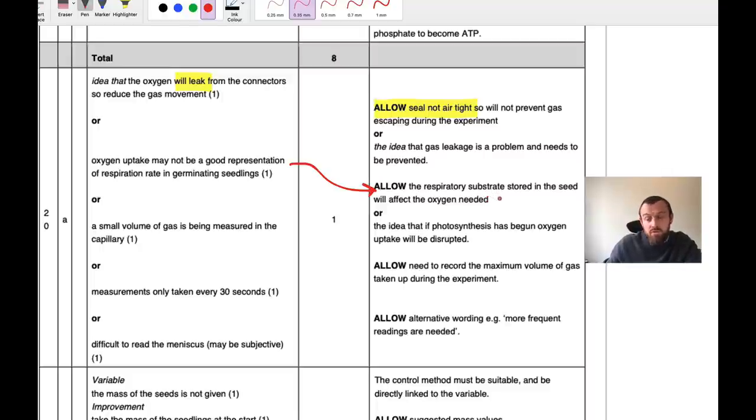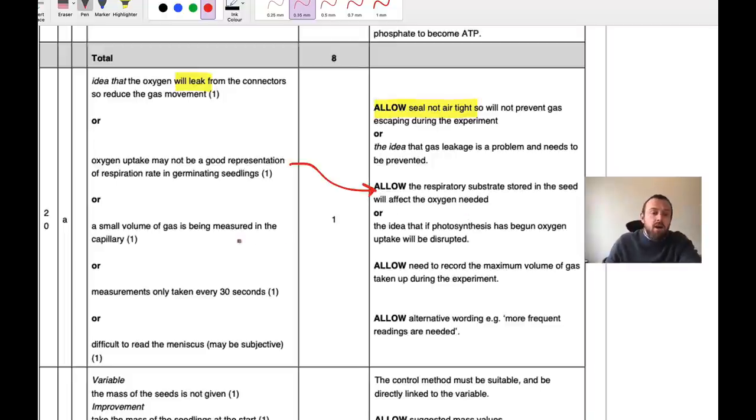You remember that the respiratory quotient for lipid is about 0.7 and for carbohydrate it's 1. So lipid would produce a bigger movement because more oxygen would be used up than carbohydrate.